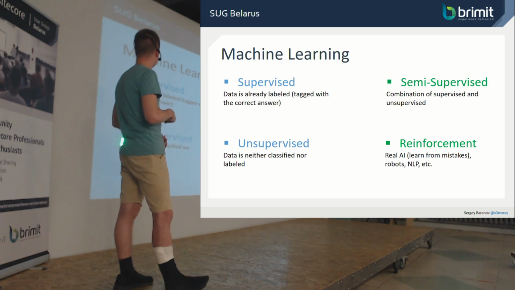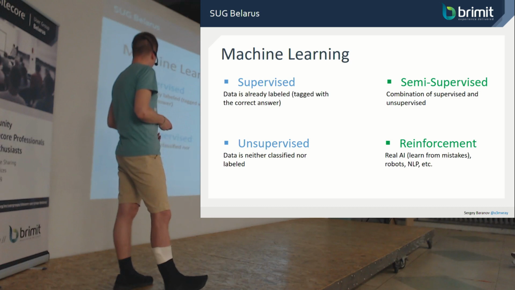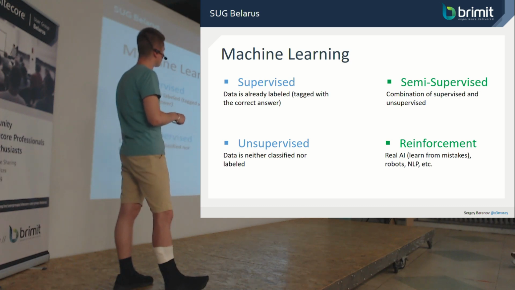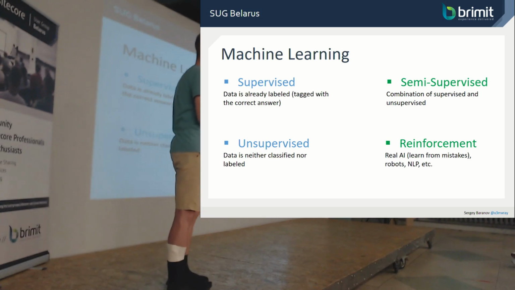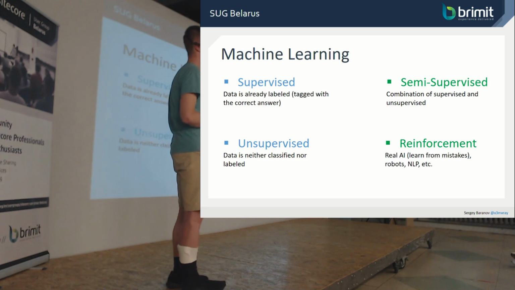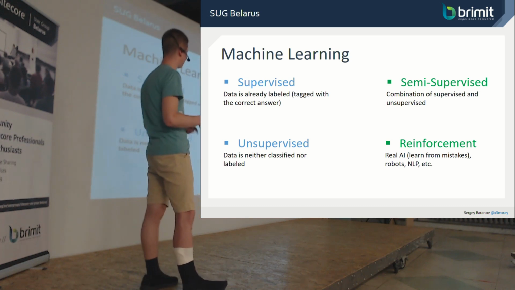Unsupervised learning is the same, but we don't have any column in our dataset that we want to predict. And semi-supervised is just a combination of these two. It's where a part of your dataset has a labeled column and part of the data doesn't. And the last one is reinforcement learning. It's real artificial intelligence, NLP, and any algorithms that can learn by themselves.